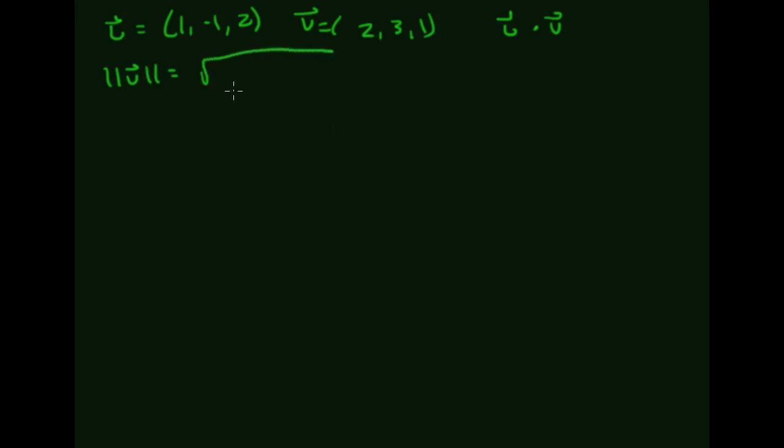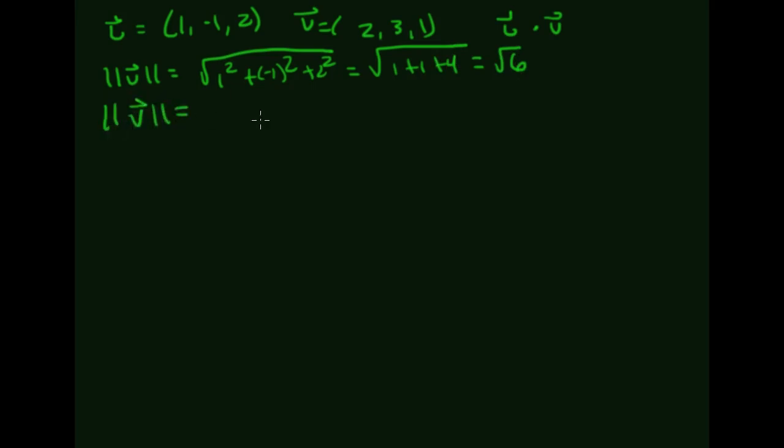All right, so in problem number 2, u is the vector 1, -1, 2. v is the vector 2, 3, 1. We're using u dot v here, so it's pretty straightforward. The norm of u is going to be the square root of 1 squared plus -1 squared plus 2 squared, which is 1 plus 1 plus 4, which gives me the square root of 6.